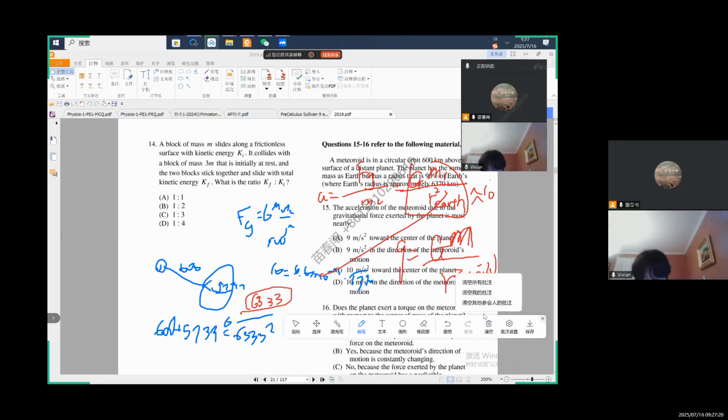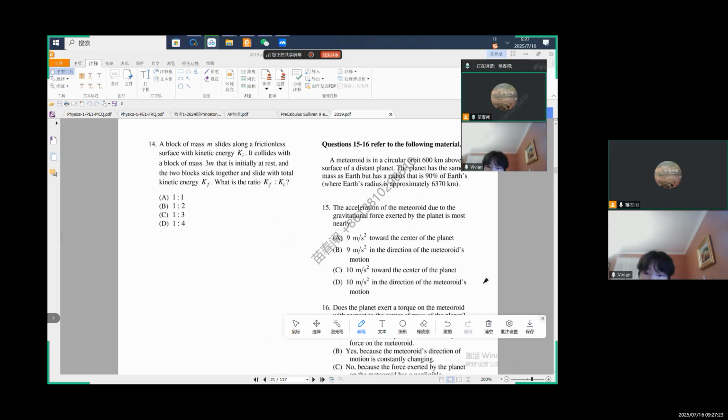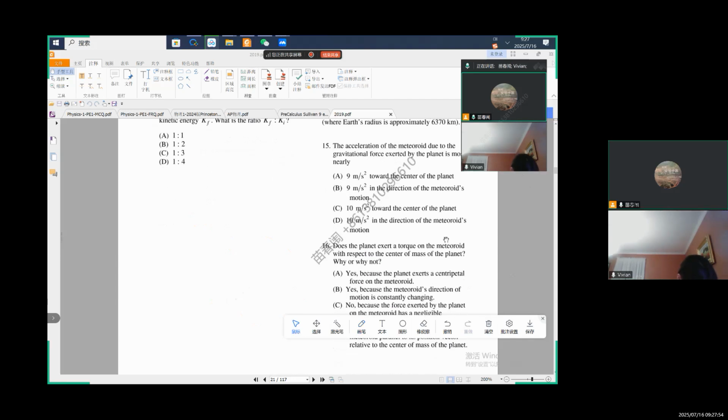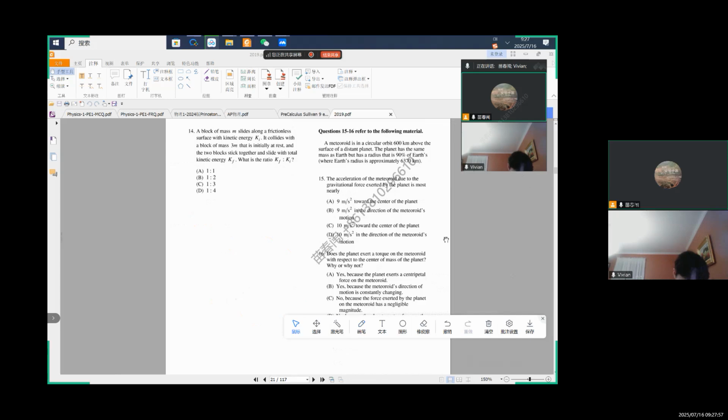Oh. Magnitude is C and D. C? It's C, right? Yeah. So this is just the direction of the velocity of this, right? That's the velocity of that. I want the acceleration. Acceleration is circular acceleration, right? It's by the centripetal force, right? Does it make sense if I choose C? Yeah.